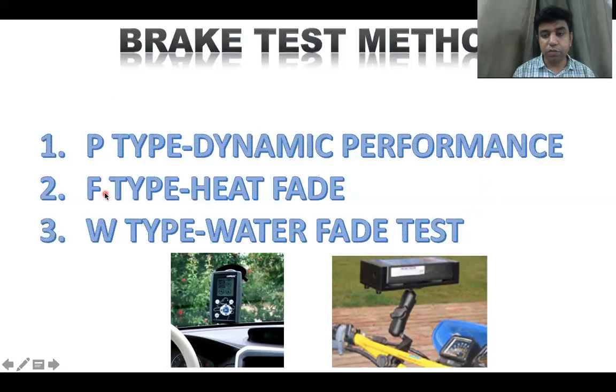Similarly, when we are going for the F-type test, during the 15th reading, we need to compare that 15th reading with the P-type reading. If there is a deviation of more than 10%, it does not permit that particular vehicle. So we need to go for certain correction, right? So that's all about this particular brake test.